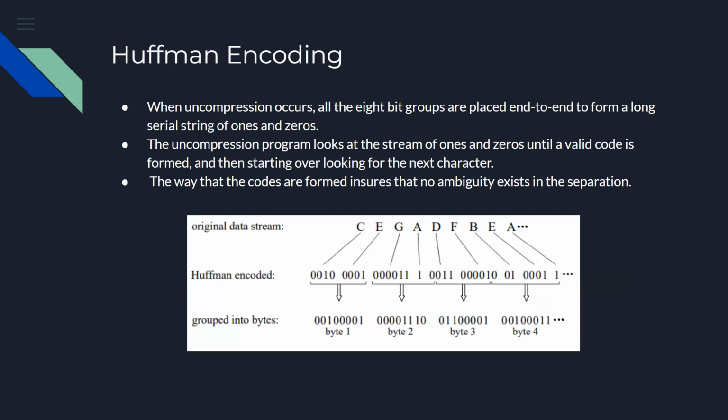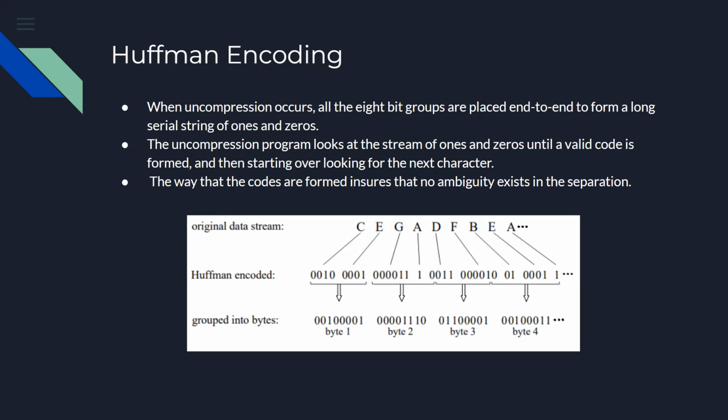When this Huffman encoded stream is passed and the decompression occurs, all the 8-bit groups are placed end to end to form a long serial string of ones and zeros. To separate each character, we go on processing the encoded stream, and we look at the next stream of zeros and ones until we encounter a legitimate code for a character. Basically, the decompression program looks at the stream of ones and zeros until a valid code is formed.